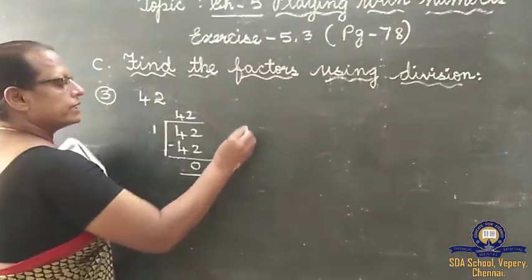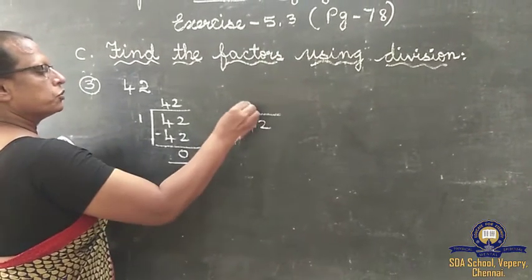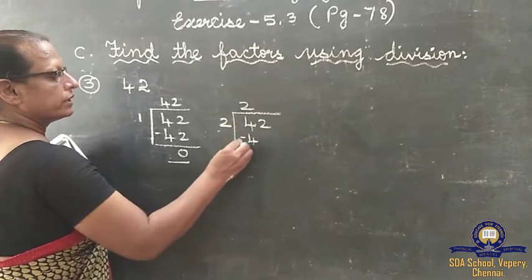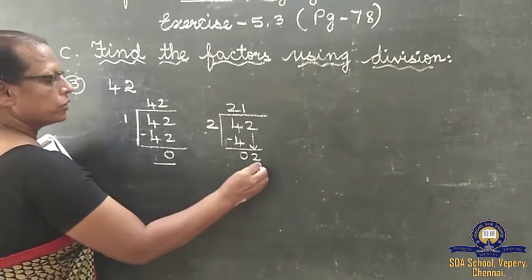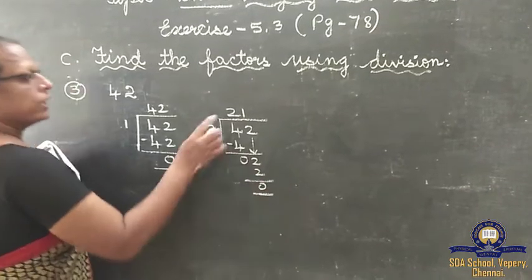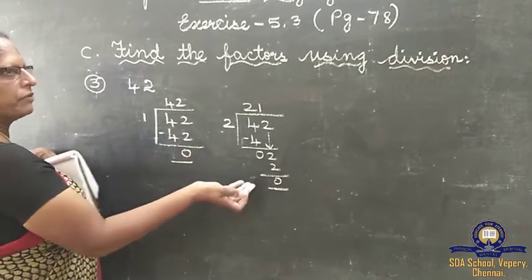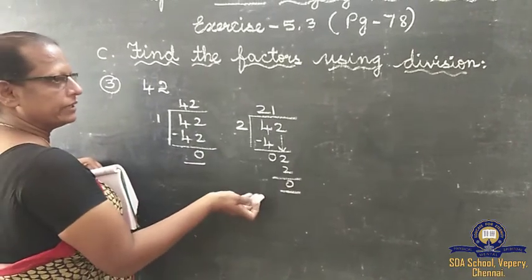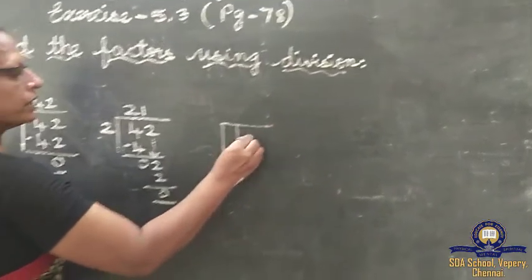Then we can put the 2 table. Yes, it goes. 2 twos are 4. Then you have to bring down this 2. Again, 1 2 is 2. If you know 21 twos are 42, you can directly write it, but some of them will not understand, so I am writing like this. Okay, children?